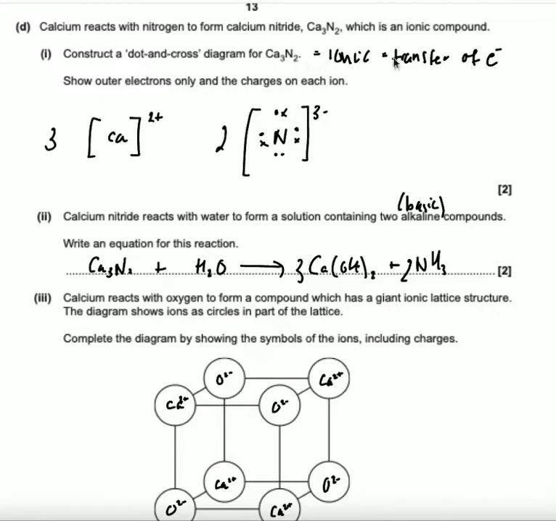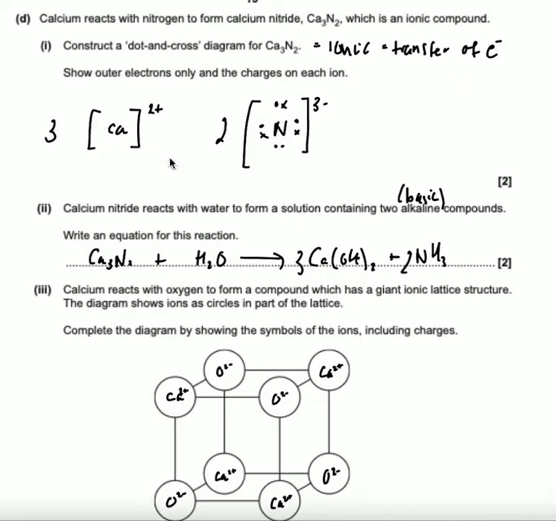Okay, so this is an ionic compound because calcium is a metal and nitrogen is a non-metal, and we have a transfer of electrons. We don't have covalent bonding, and so with the transfer of electrons, calcium will lose its outer electrons, so it has 2 outer electrons, and it will lose that to nitrogen. So we're going to show calcium with a 2+ charge and no outer shell because it loses the 2 electrons, and we have a total of 3 calciums as shown here.